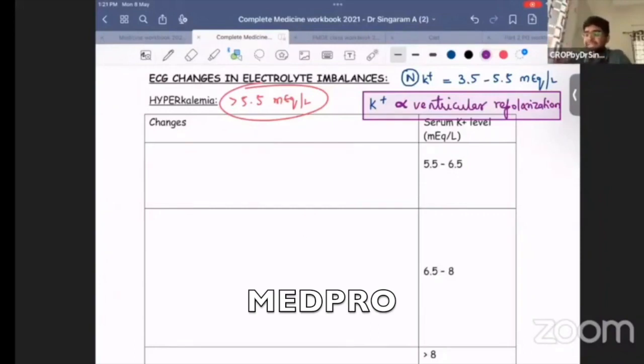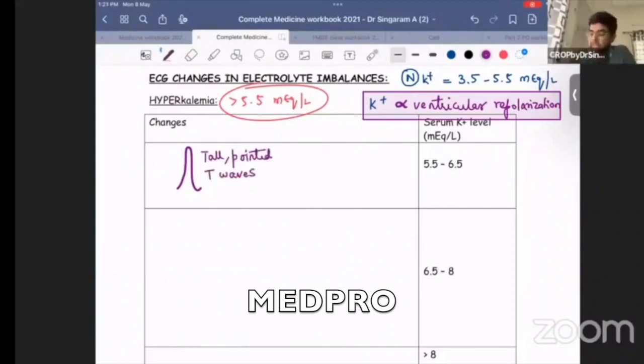That is why the characteristic initial finding in hyperkalemia, what is that? The T wave will be like this. Any comment? It's a tall T wave. Not only tall, it is also a pointed T wave. Very, very important. Tall pointed T waves. It is the number one change of hyperkalemia, which you should remember.